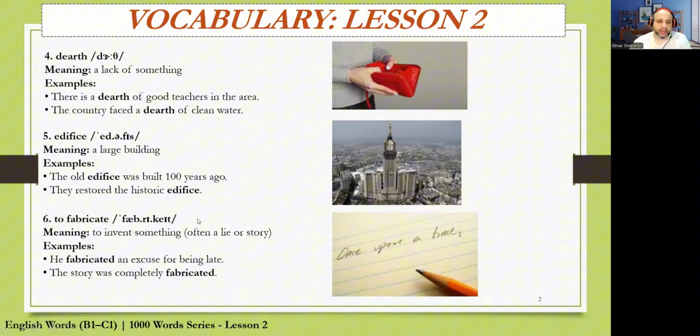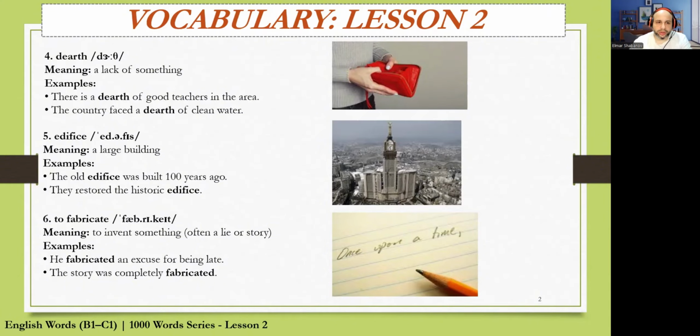And number 6, the last one, to fabricate. Fabricate means to invent something. Often when people invent lies or different stories. So in other words, we can say make up. Make up a story, a lie. In this case, in more formal language, we will say fabricate. He fabricated an excuse for being late. So he made up an excuse for being late. The story was completely fabricated. The story was completely made up, invented.